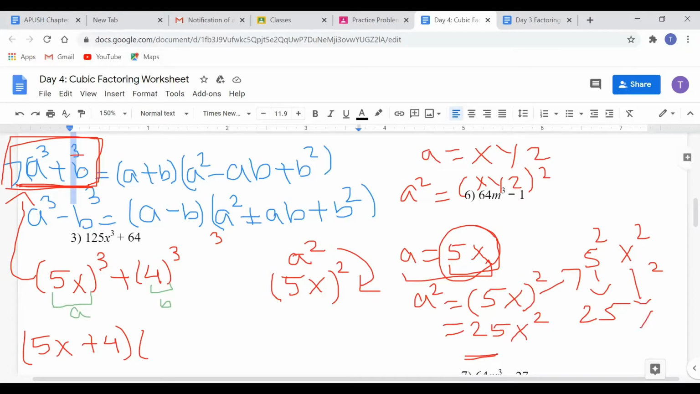And this comes down to the x squared. So this whole thing is equal to 25x squared, okay? That is what I'm going to write in here, because the formula told me to do a squared. So 25x squared. Remember, it cannot be a plus, it has to be a minus. And I'm supposed to do a times b, so 5x times 4. And I'm supposed to do plus b squared, and my b was 4.